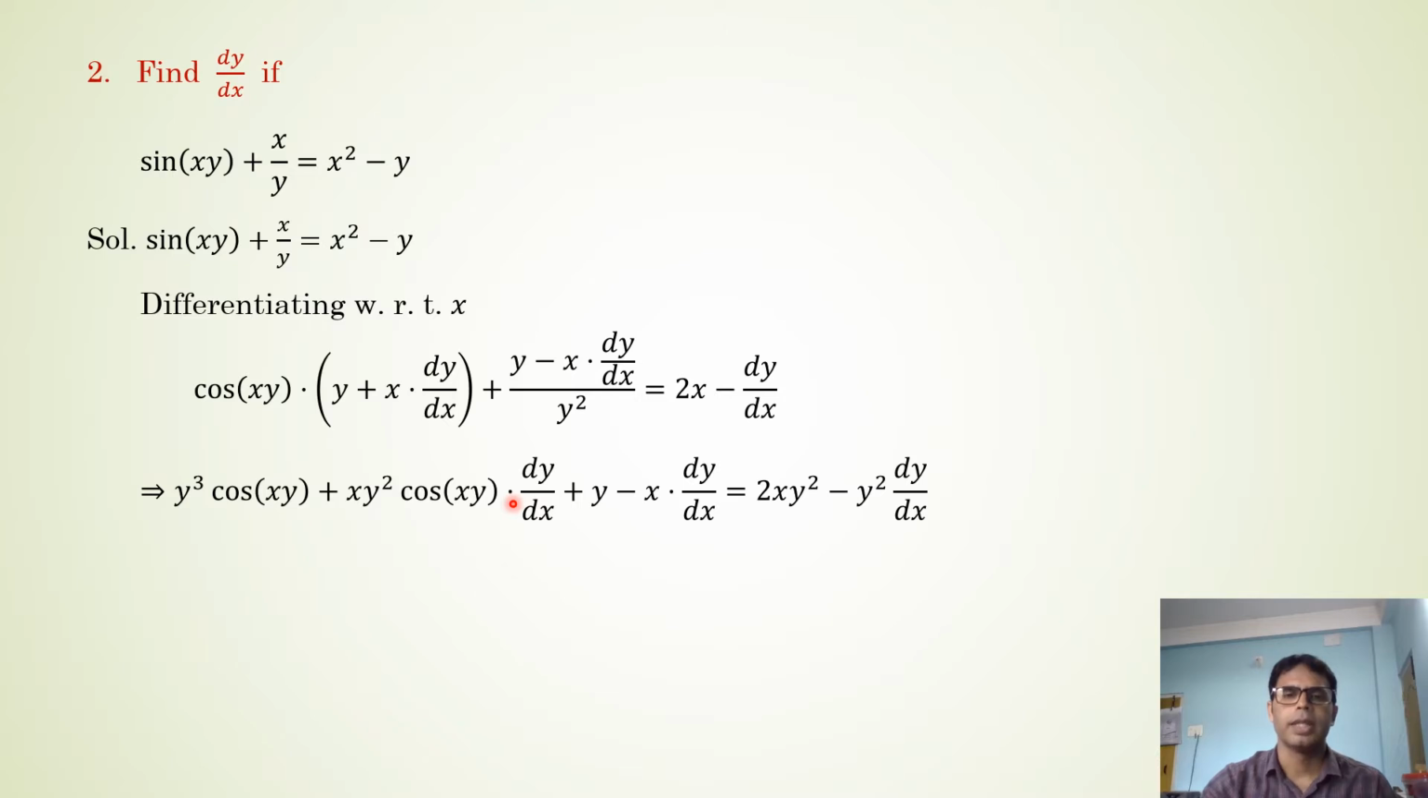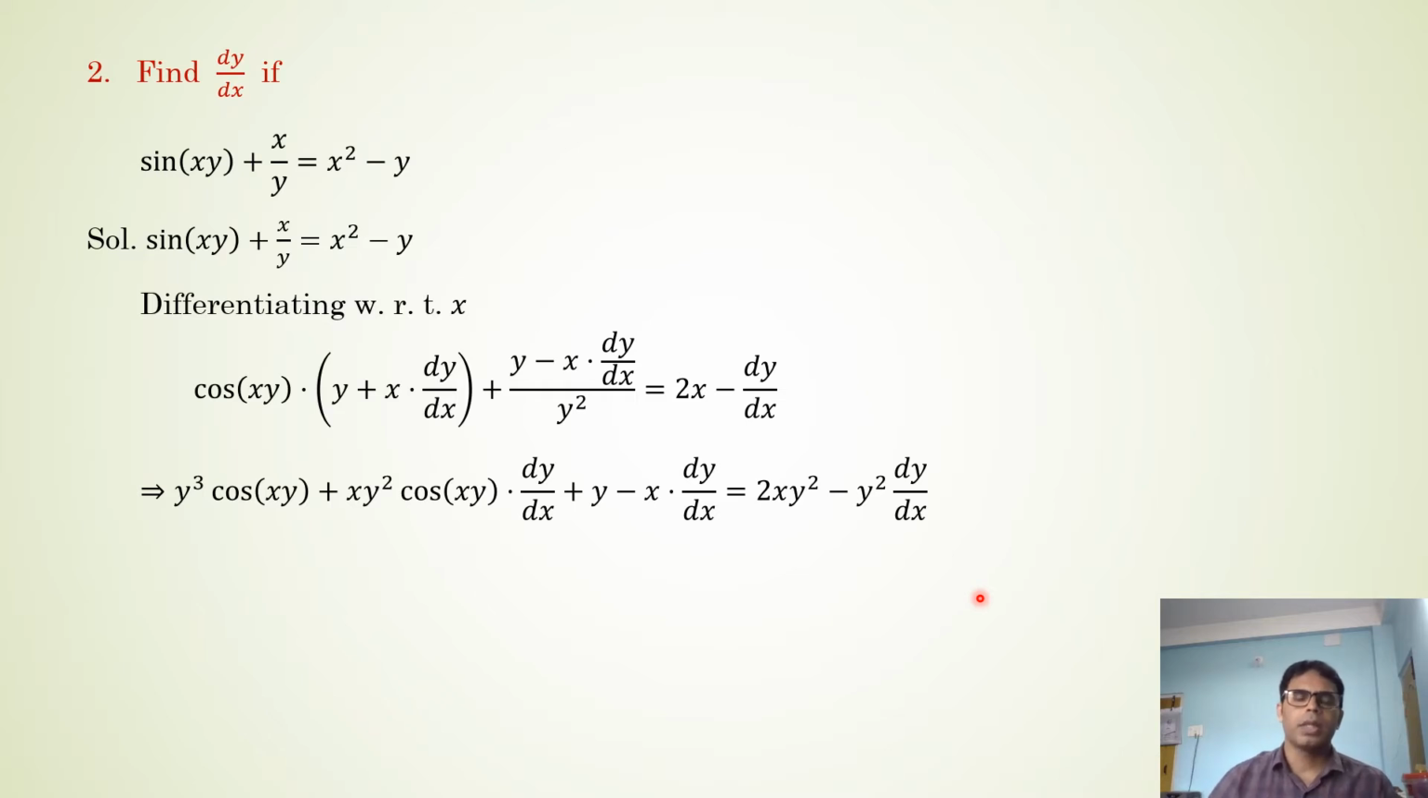You got my point? Then plus, here y² is cancelled because I am multiplying by y² in all the terms, so y² is gone, so it is y − x dy/dx remaining here. On the right hand side it is equal to 2x, which was already there, multiplying by y² in all terms, therefore it is 2xy², and minus is already here, and it is y² into dy/dx only.